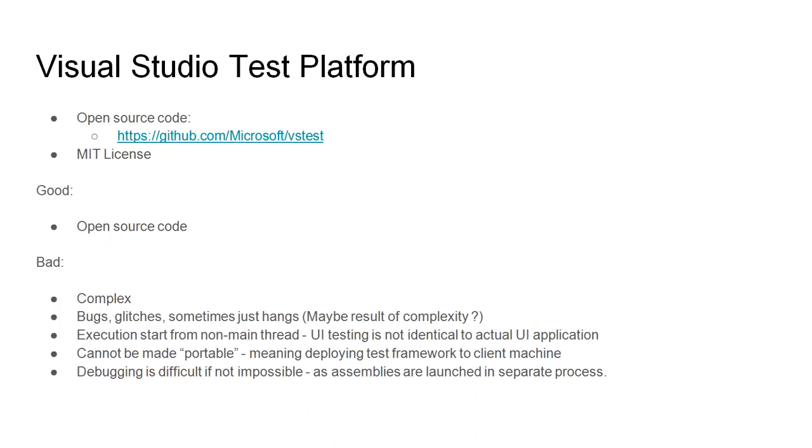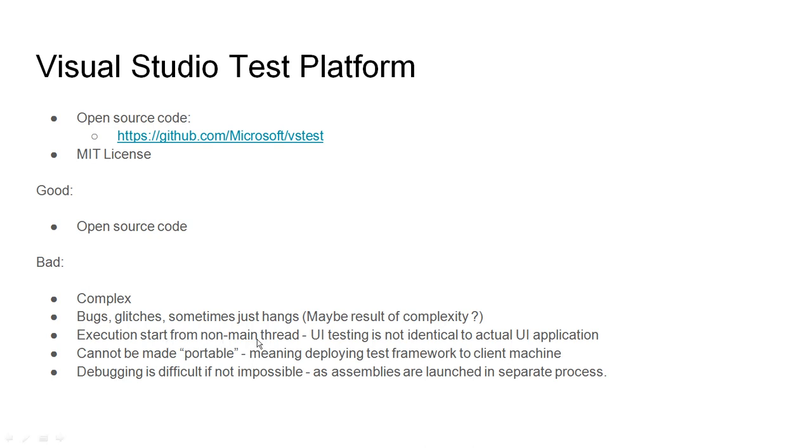Visual Studio Test Platform can be downloaded from GitHub. It's basically an open source project licensed under the MIT license. But as a side effect, it is complex and it is not bug free. It has a lot of glitches and sometimes it just hangs. To my best understanding, the complexity of the platform itself is reflected in it not being so stable.